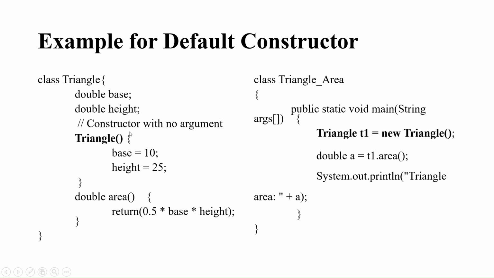So what is the next line in the main function? We are calling the area function. So now this area function will be called. So what happens in this area function? 0.5 into 10 into 25. So the value is calculated and the value is returned back. The returned value is stored inside the variable a. So the next statement I am going to print the a. So this is the default constructor. If you see here, no parameter, and this constructor is automatically called when the object is created.